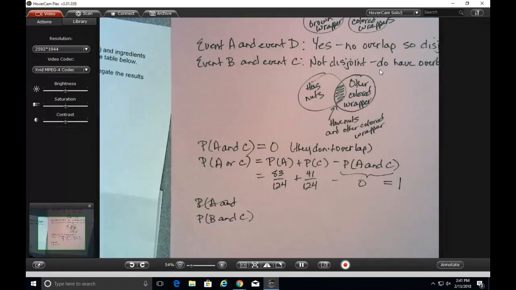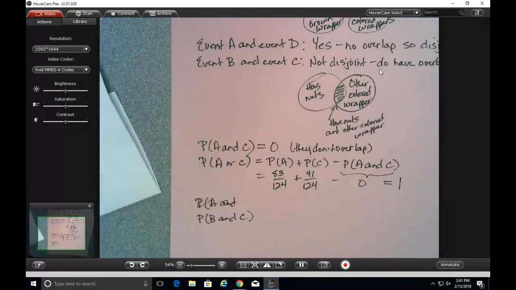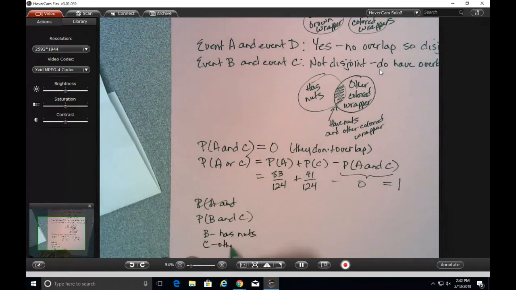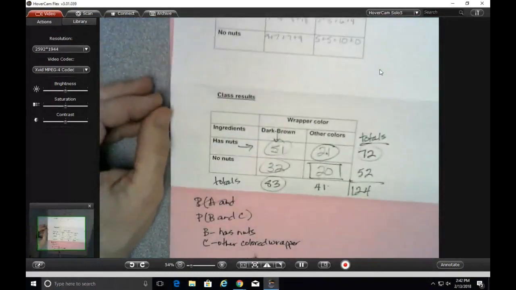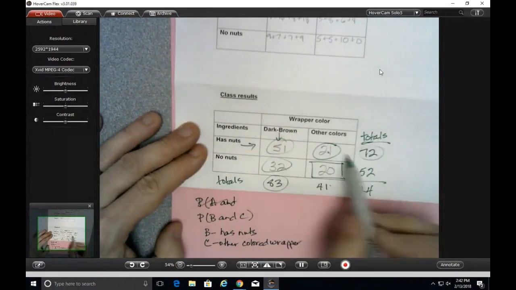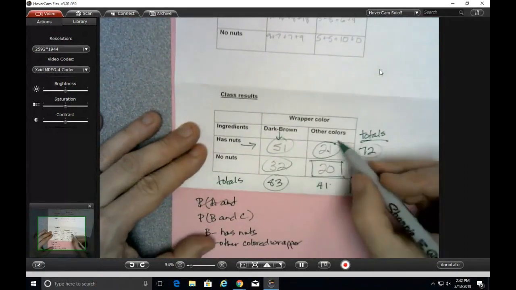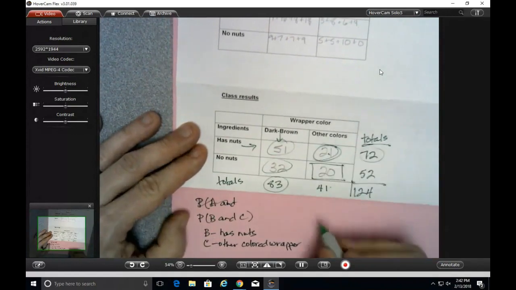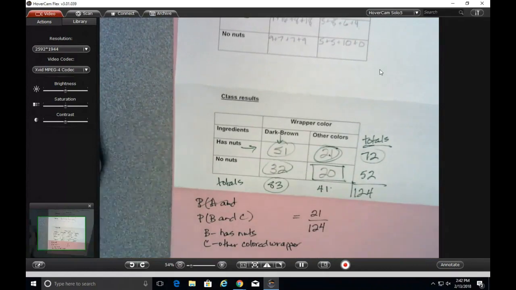If we're doing the probability of B and C, B was that it has nuts, C is that it has another colored wrapper. Again, we can just look at the table and see where these 2 things overlap. So where the row and the column intersect each other. We have nuts, it was this first row. For the other colored wrapper, it was the second column. The number that have those 2 conditions together would be 21. And then we're going to divide that by the 124.